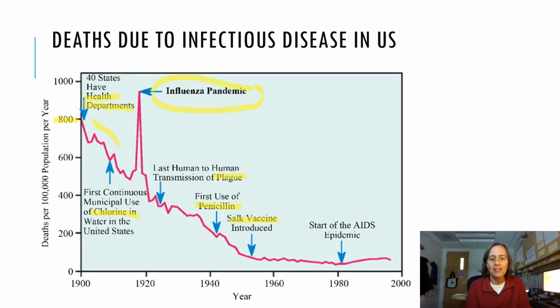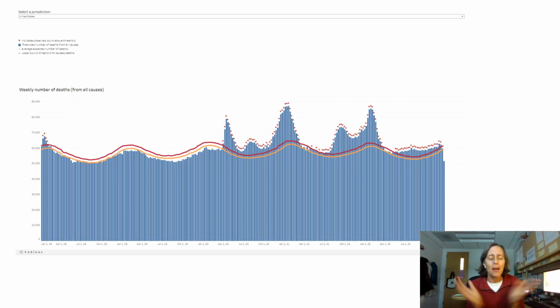And then you see we had the start of the AIDS epidemic in the 1980s. And so deaths due to infectious disease started to go up again. They then came down as we got good at treating HIV. And then most recently, oh, they're up. Okay, so let me show you what this graph is.